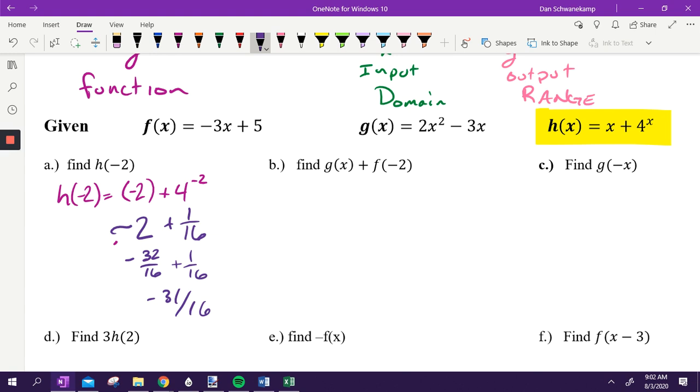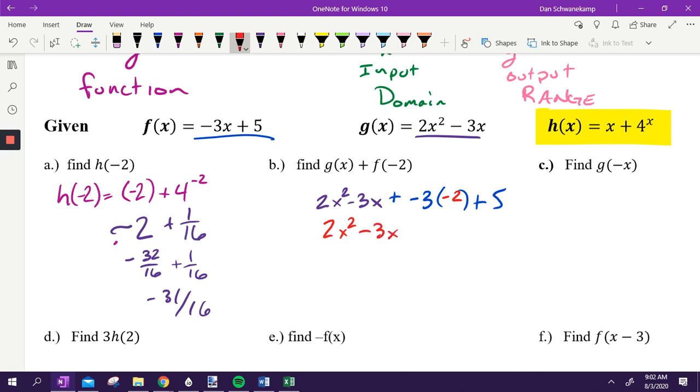Letter B is easy. G of x plus f of -2. Oh, cool. G of x, I'm going to write down what G of x is. Then f of -2, so I'm going to go plus sign. And then f of -2, I'm going to write down this thing, but where I had an x, I'm going to plug in -2 instead. So right there, I'm going to plug in -2. Then I'm going to simplify. So 2x squared minus 3x. -3 times -2 would be 6 plus 5 is 11. Done. Can't do any other simplifying. Don't do magical things that you can't do.